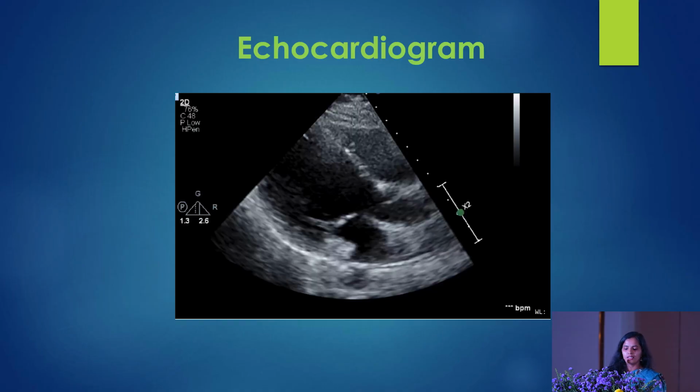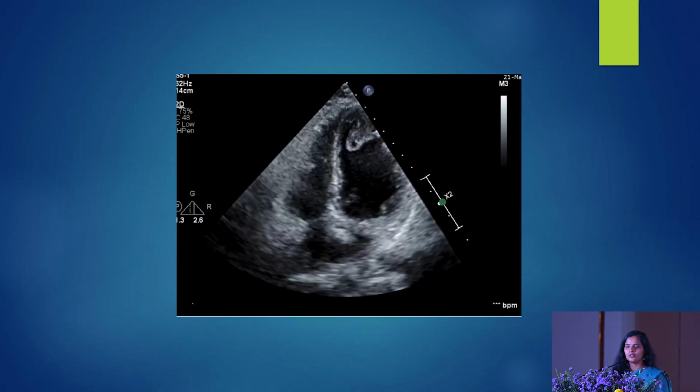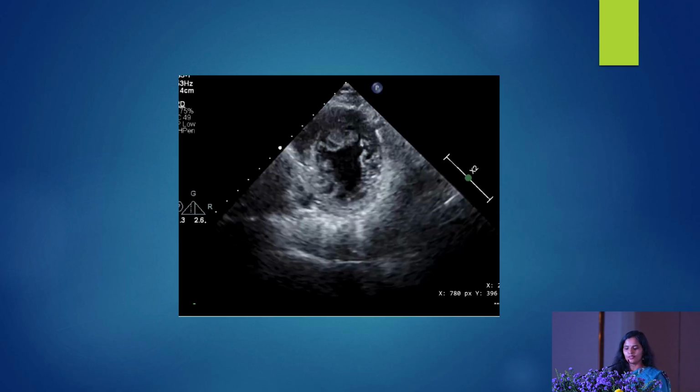This is a parasternal long axis view showing improved EF compared to the baseline. Here we have a 2.5 by 1.5 mobile LV apical thrombus with a quite improved EF compared to the baseline. It's not 25% now. And a short axis view showing the LV apical clot.